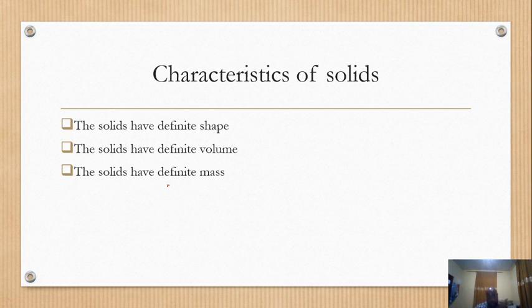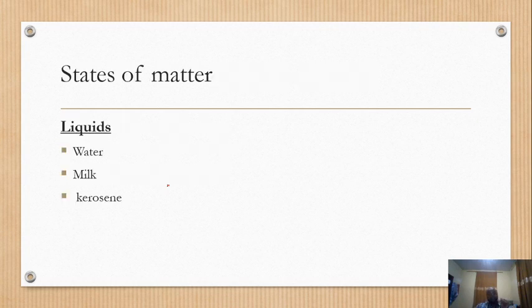So solids have definite shape, definite volume, and definite mass. Right? I hope you understand it.